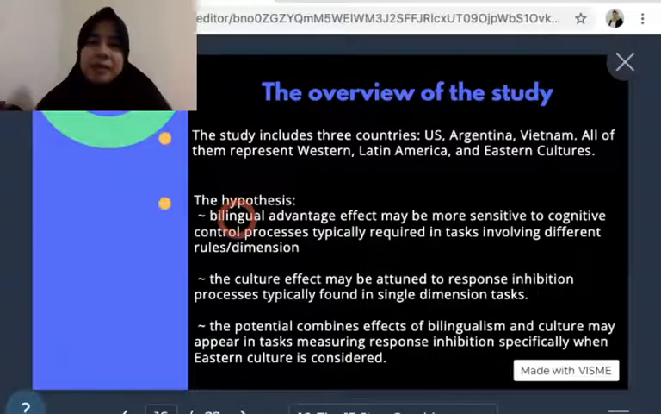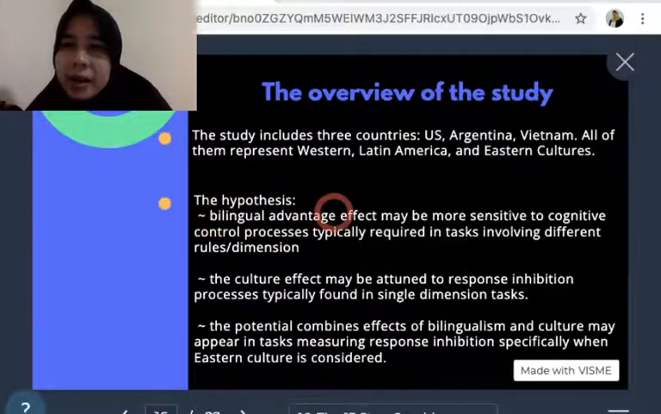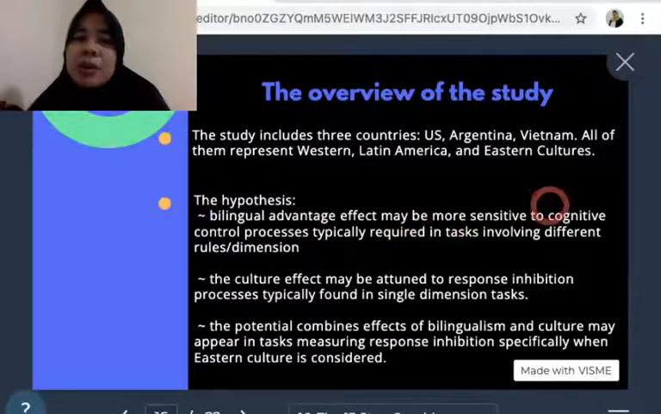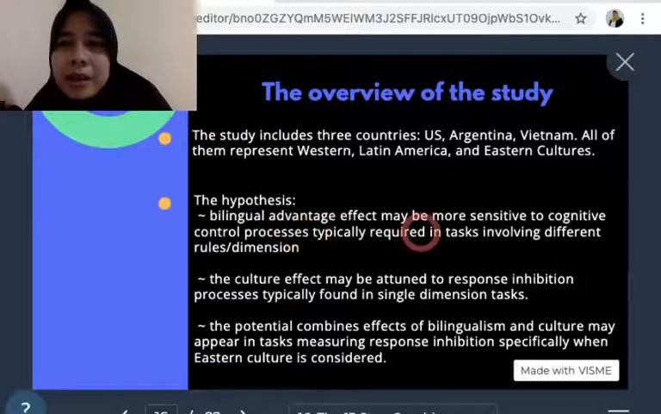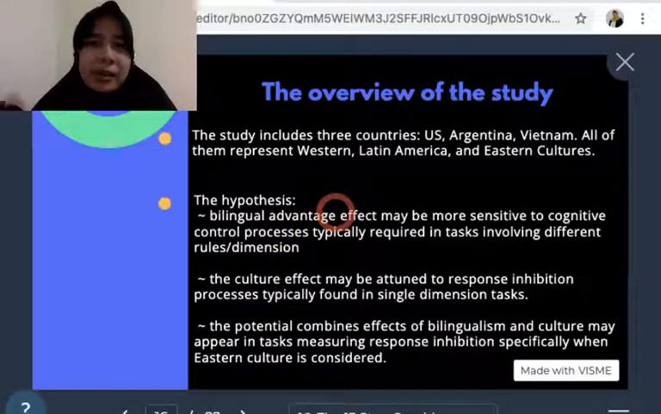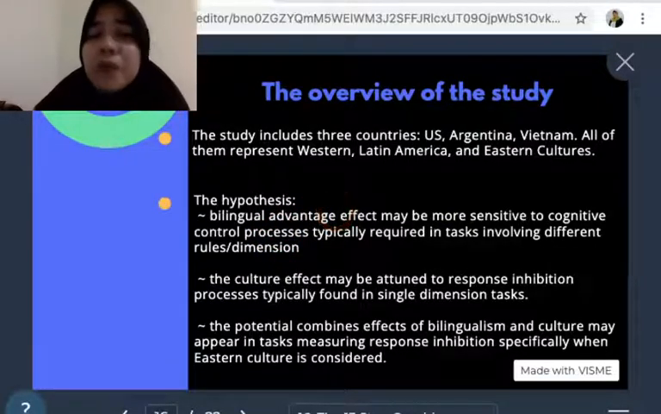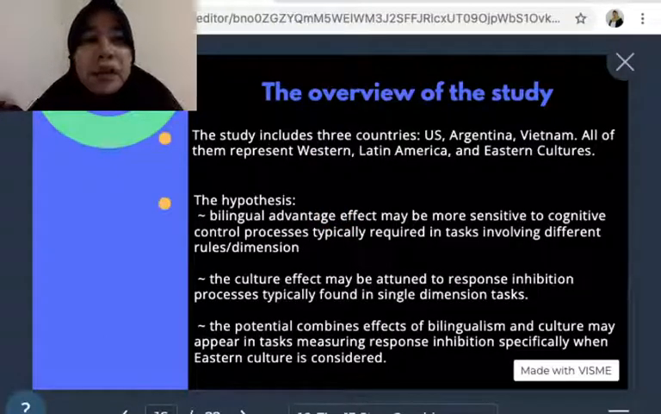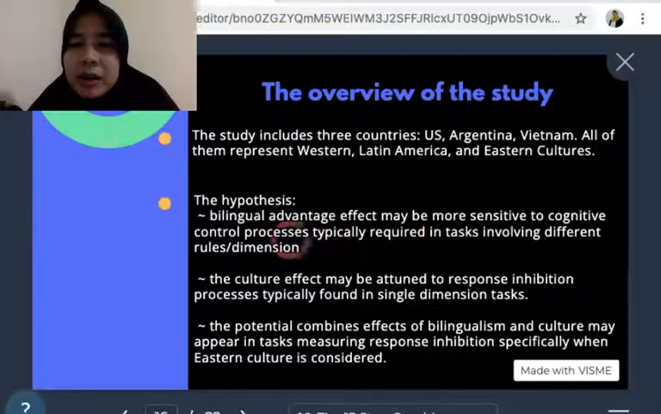The first hypothesis is that the bilingual advantage effect may be more sensitive to cognitive control processes typically required in tasks involving different rules and dimensions. It means that bilingual speakers will outperform the monolinguals in different rules and dimensions.